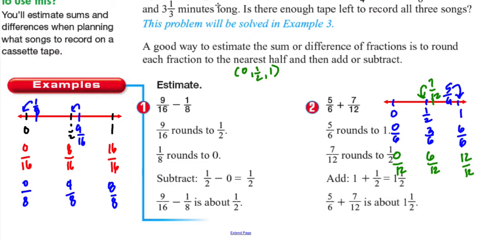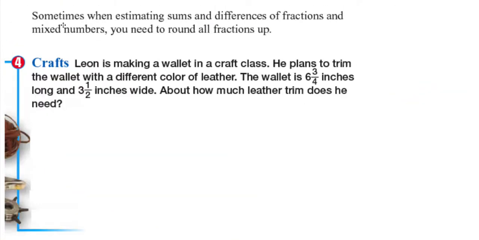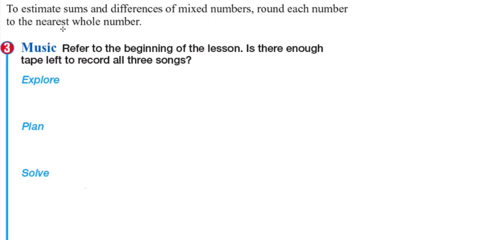Okay? Let's take a look at the next example. Example number 2. Not 4, 2. To estimate sums and differences of mixed numbers, that's still 3. Oh, we are on example 3. I'm sorry. To estimate sums and differences of mixed numbers, round each number to the nearest whole number.